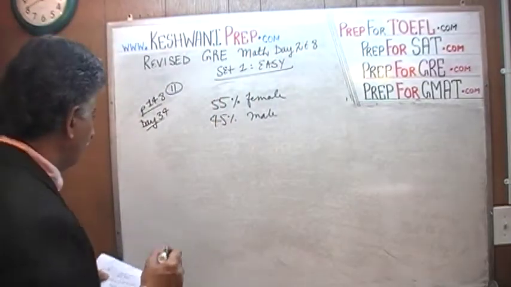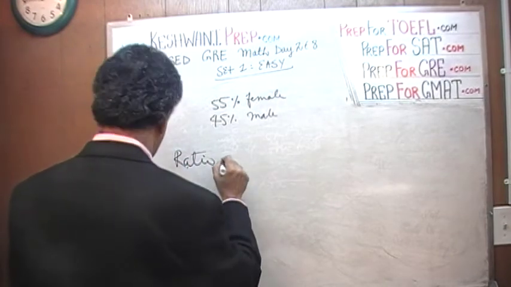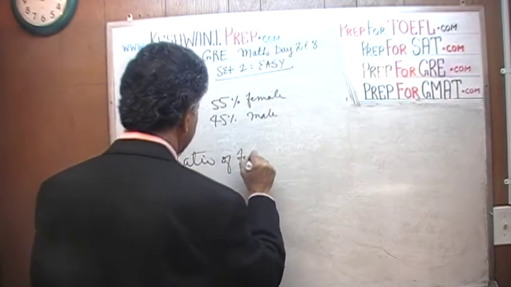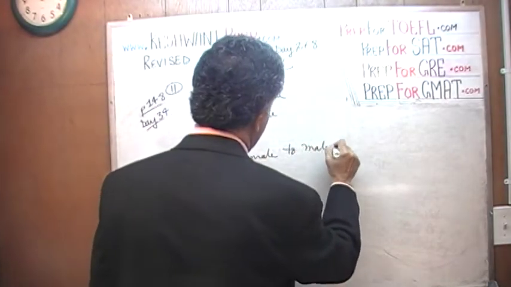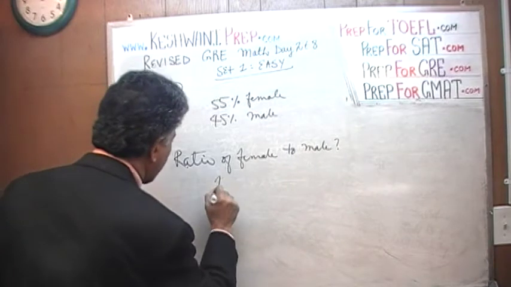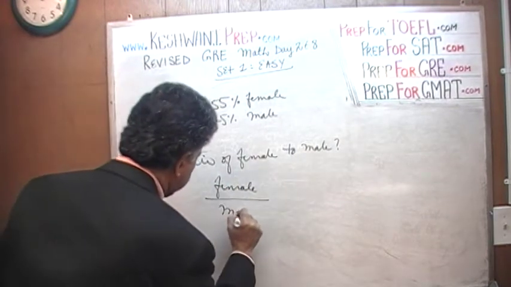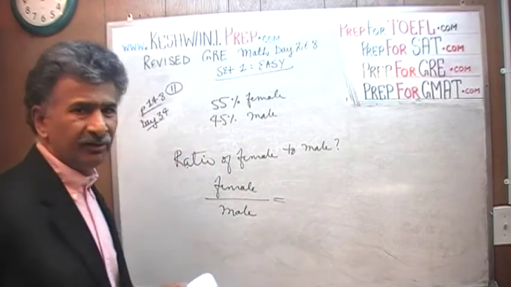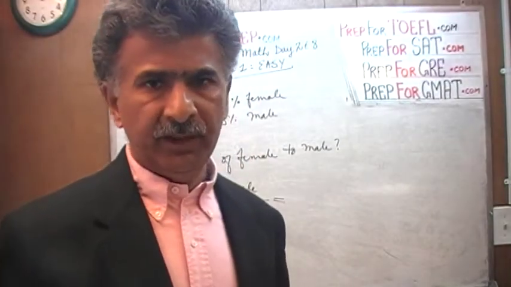So the ratio we're looking for is the ratio of female to male. We have female on the top, male on the bottom. Just pay attention, that's all. They're looking for the ratio of female to male, not male to female. That's a very common mistake.